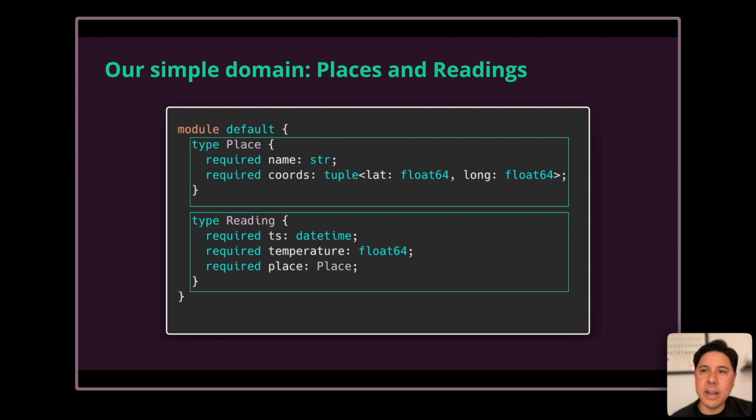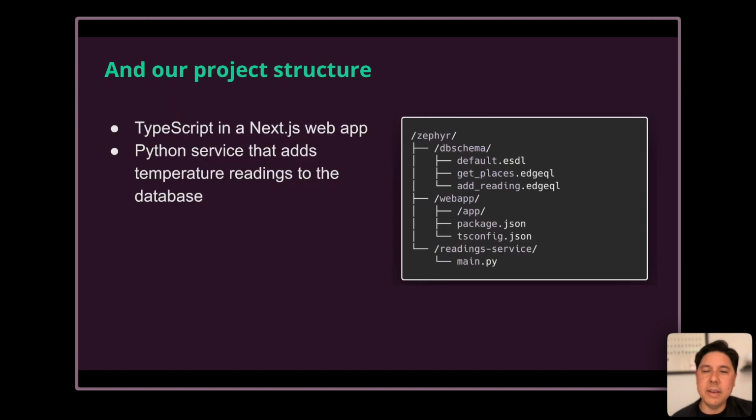Now let's check out how we've structured the app. We have a Next.js app that handles displaying the UI and talking to the database to add places and look at temperature readings. And we have a backend service written in Python that gets a list of places defined in our database and pulls a weather API for the current temperature in each place.